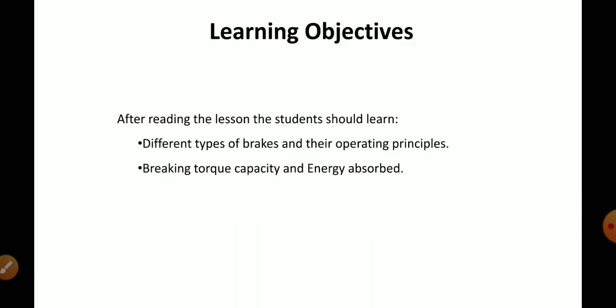The learning objectives. After reading this session, the student should learn about the different types of brakes and their operating principles, their construction, and working. Also, the student should learn about the braking torque capacity of the brake and the energy absorbed by the brake.